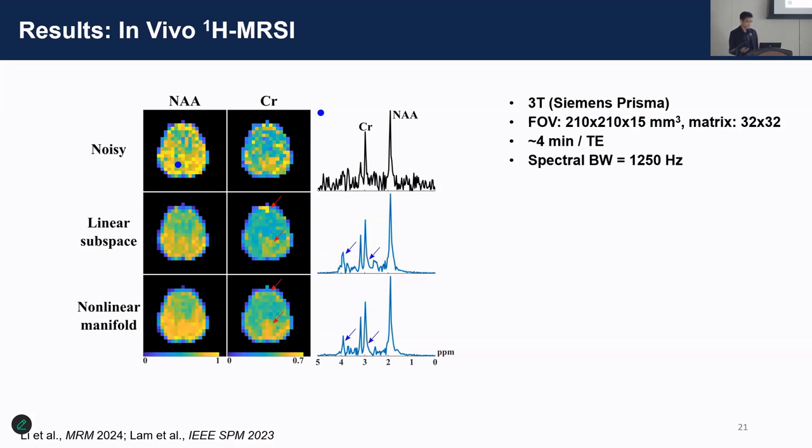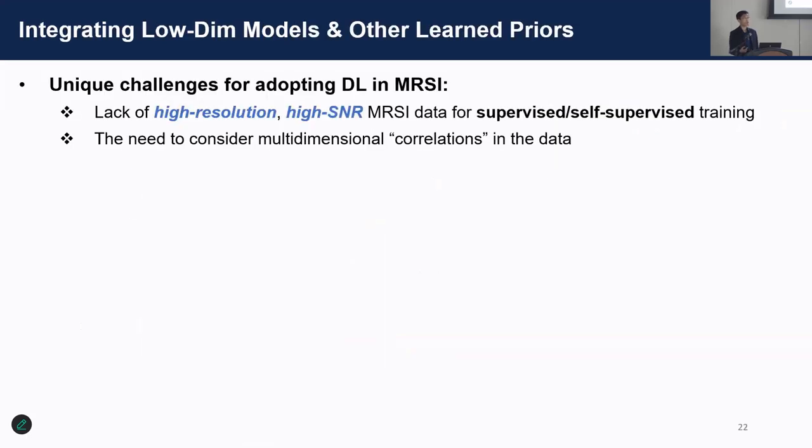Now, this is all great, but after all, these are spectral constraints, learning from spectral data only. So we were thinking, can we push a little bit further by combining these learned low-dimensional spectral models, as well as some of the other more advanced spatial-temporal or spatial-spectral priors that we could learn using some of the more advanced deep learning strategies.